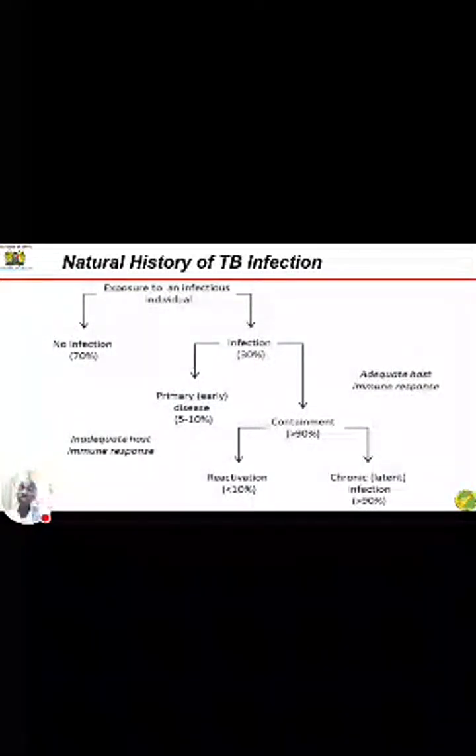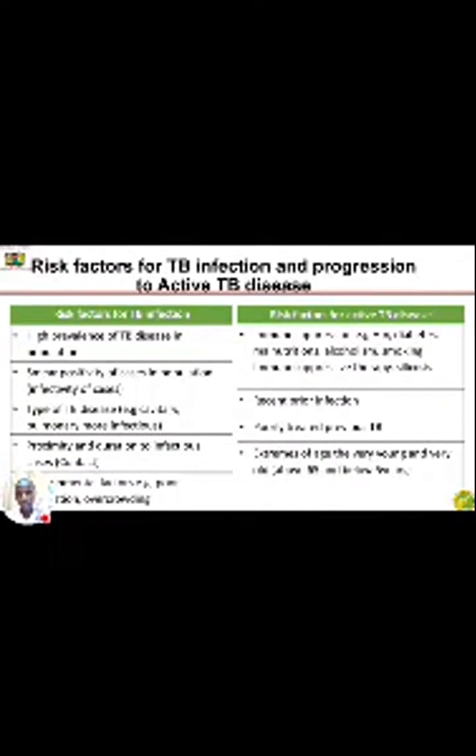So this is what happens. People live with latent tuberculosis the rest of their lives without necessarily having any symptoms of tuberculosis. Some of them are healthcare workers, household contacts of people who are suffering from tuberculosis, and it could also be you. But because we rarely test for latent tuberculosis, it's very hard to detect these people. Let's continue learning. Now, what are the risk factors for TB infection and progression to active TB disease?